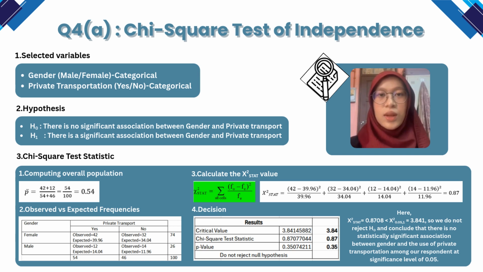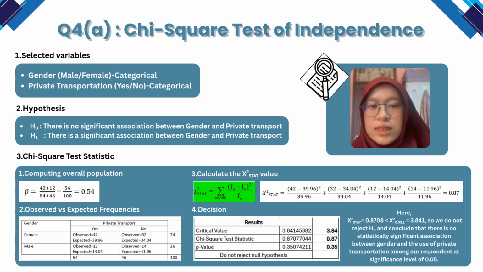So, as for question 4A, we are required to do the chi-square test of independence. Basically, the chi-square test of independence is a statistical test used to check whether two variables are likely to be related or not. So, in this case, I already chose two variables, which are gender and private transportation. Both of them are categorical variables, since this test is specifically designed for analyzing categorical data.